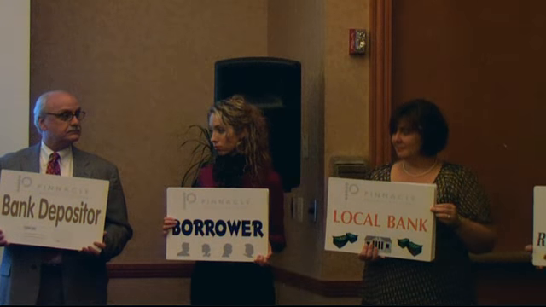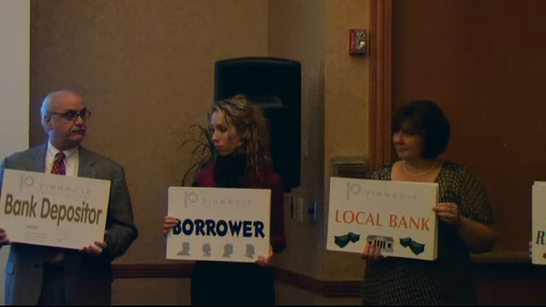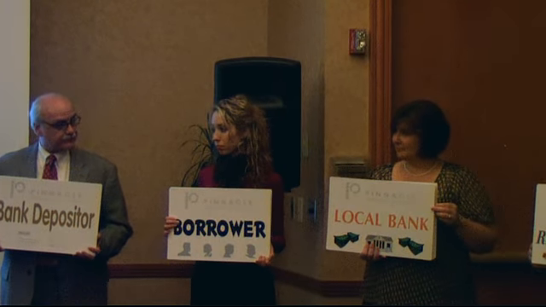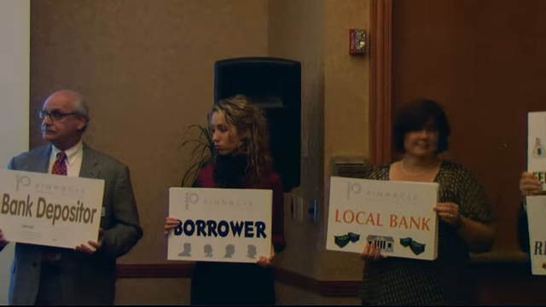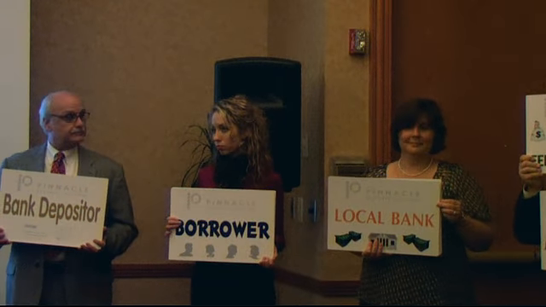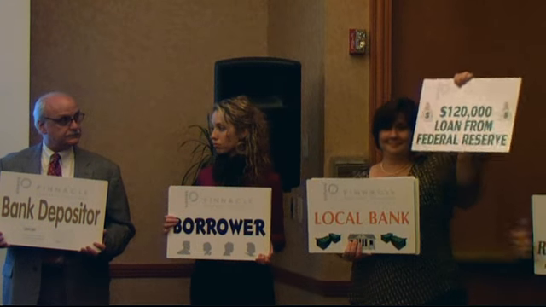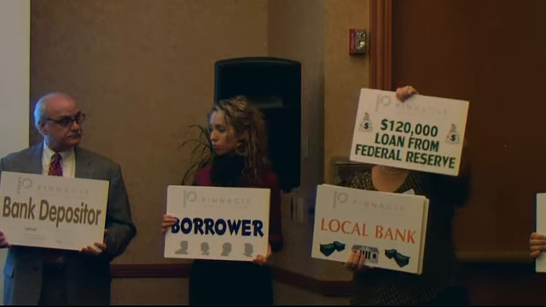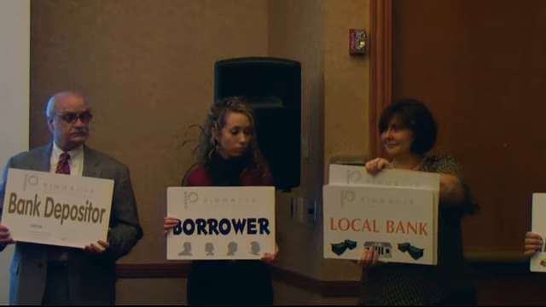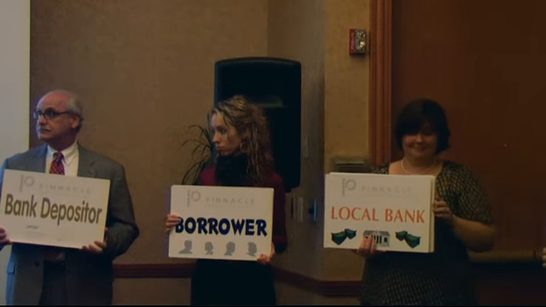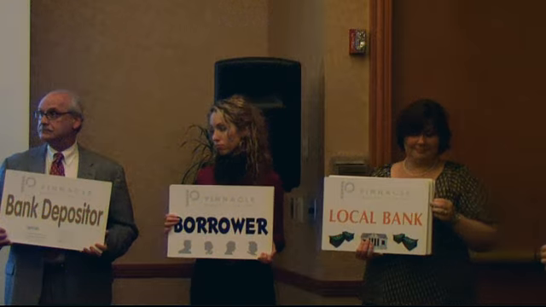Let's follow the $10,000. So now the local bank has the $10,000 that belongs to the depositor over here. So the local bank goes to the Federal Reserve and says, hey, I want to borrow 12 times that amount of money, just imagine for the purposes of this demonstration. So a $120,000 loan is then extended from the Federal Reserve to the local bank. And the local bank has $120,000 it's borrowed that it can now lend out to other people.